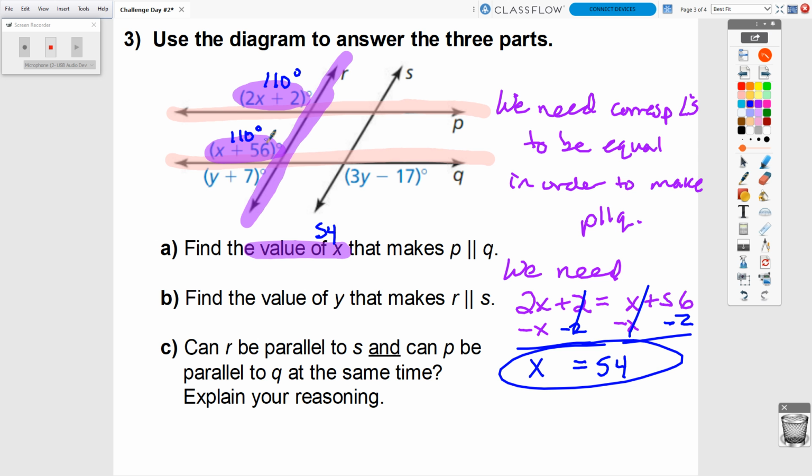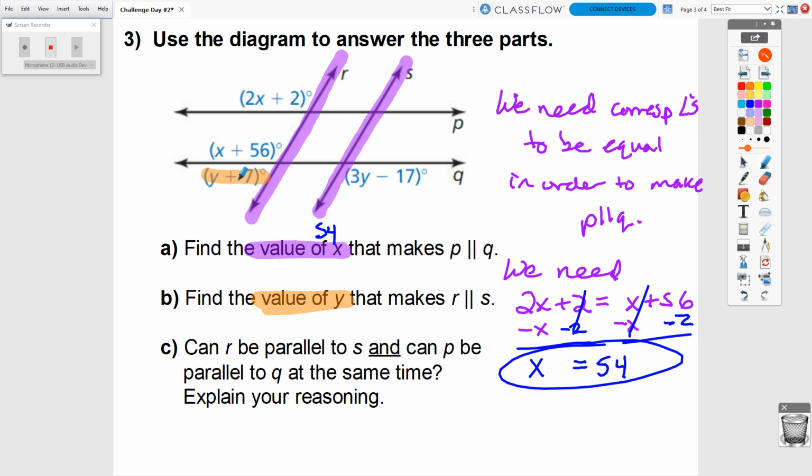All right, part B. Find the value of y that makes R parallel to S. So let me clear off my picture here, because now we need to switch some focus. All right, so we want R to be parallel to S, which means either now P or Q is going to be our transversal. Well, which one's the better transversal? Well, again, if I need to find the value of y, here's a y angle and here's a y angle, and both of those are on Q. There's no y angle up here on P. So that's really telling me, let's use Q as our transversal.